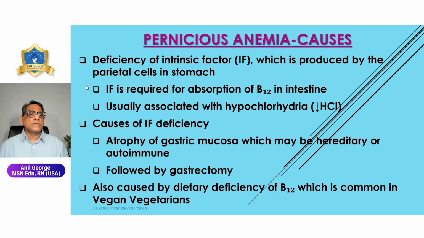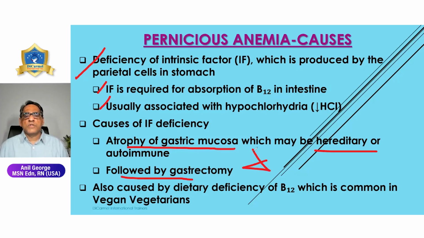So as we heard, the deficiency of IF, which is produced by the parietal cells of the stomach, is one of the main reasons. IF is required for absorption of B12, usually associated with hypochlorhydria, which is low HCl. Causes could be atrophic gastric mucosa, which may be hereditary or autoimmune, but more often, as I already told you, a gastrectomy. Patients who undergo gastrectomy automatically have that part of the stomach removed, and that can result in this condition.